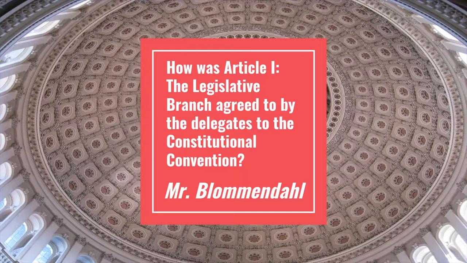Today's lesson is going to answer the essential question: how was Article I, the legislative branch, agreed to by the delegates to the Constitutional Convention? Remember, at the beginning of the convention, the delegates decided that they were going to create a government that had three branches: a legislative branch, an executive branch, and a judicial branch. And today's lesson will discuss how the legislative branch, also known as Article I, the very first article in the Constitution, was written and created.